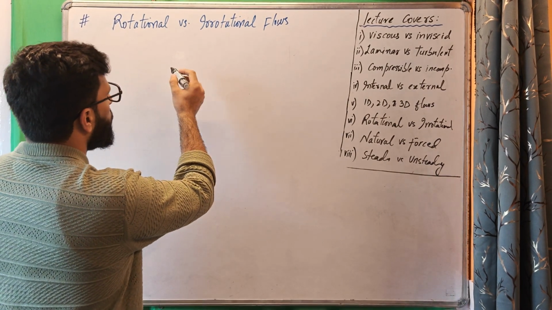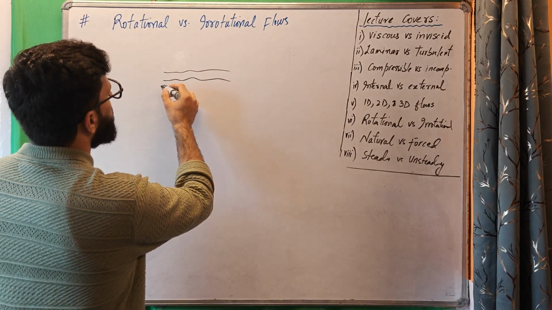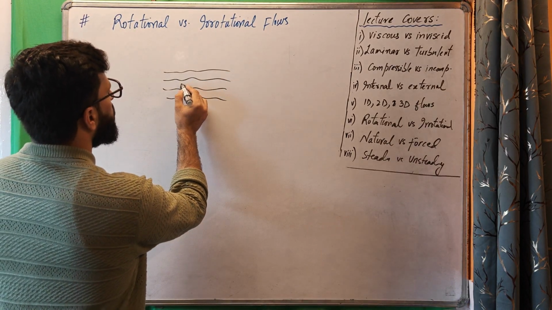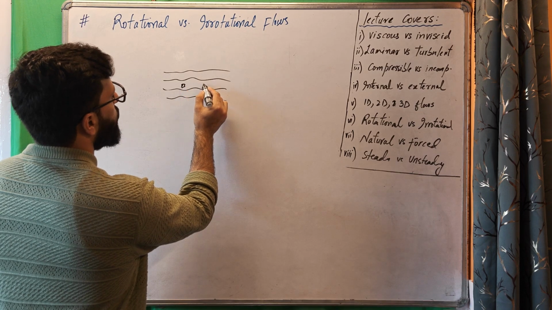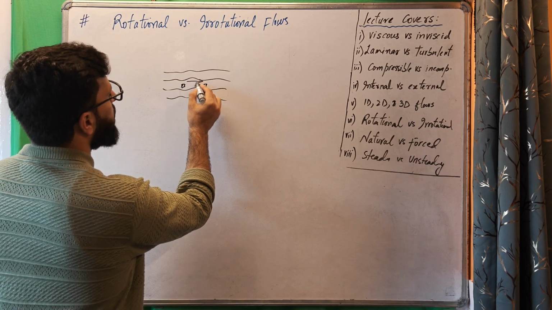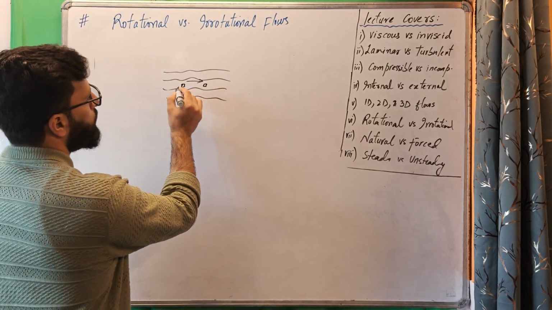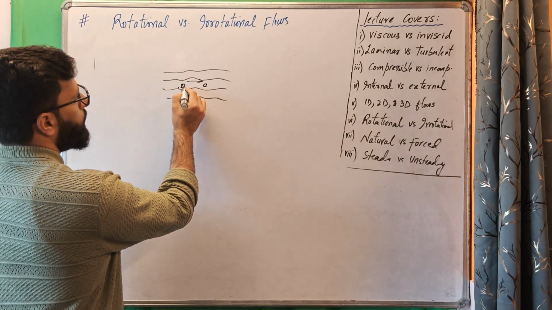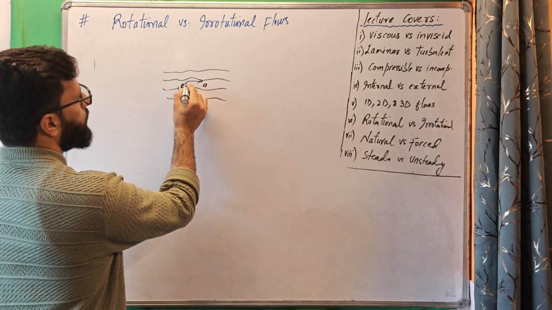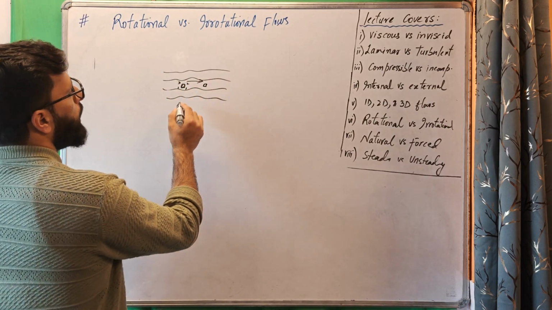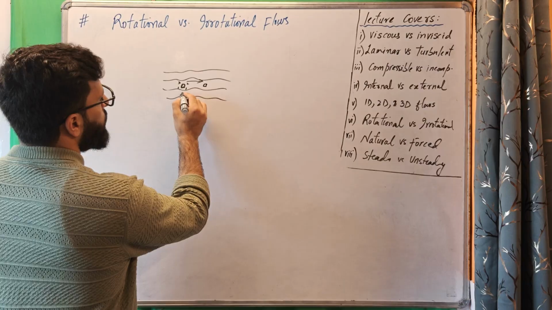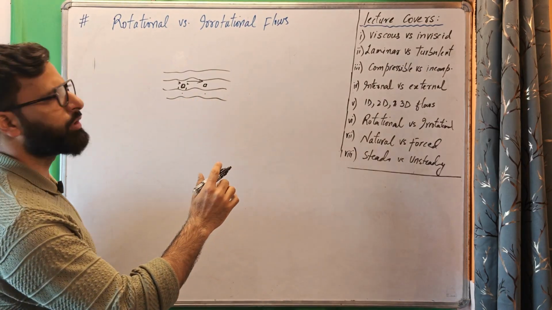Now, if a flow has fluid particles, this fluid particle is not only translating with the flow, but it is also rotating. Suppose this fluid element is square shaped, and these are the labels 1, 2, 3, 4, and since it is going from this position to this position, it is translating with the flow.